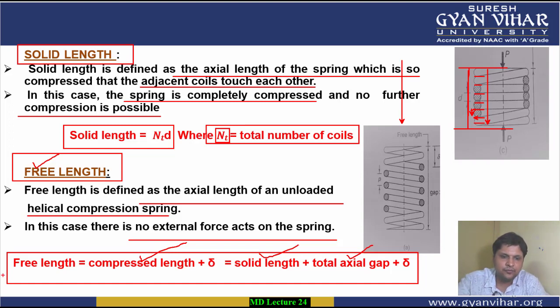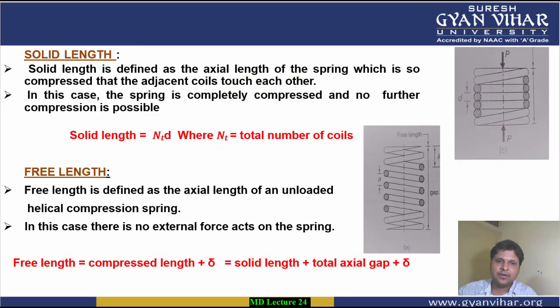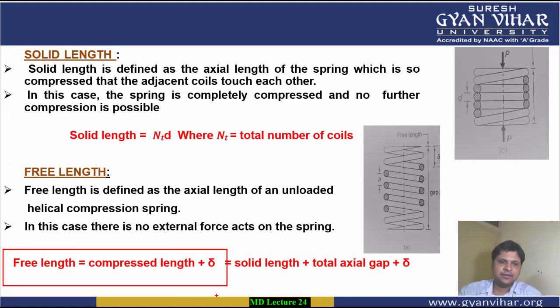Means if you want to find a relation between the free length and the solid length, you start with the solid length, then plus the total axial gap, whatever is the gap between the coils, plus the deflection. When the load is applied, there is deflection of the coils, and that will give you the value of free length. Now we will have to understand what is compressed length, in order to find the relation between the free length and the compressed length.